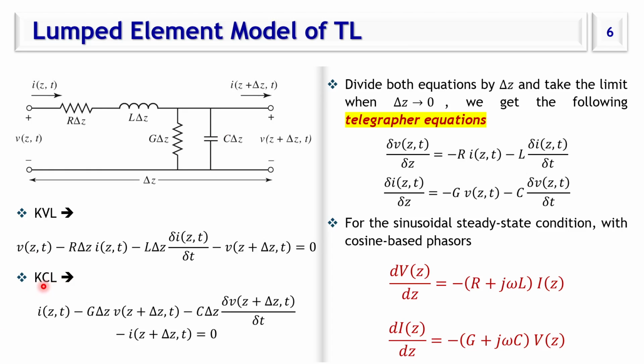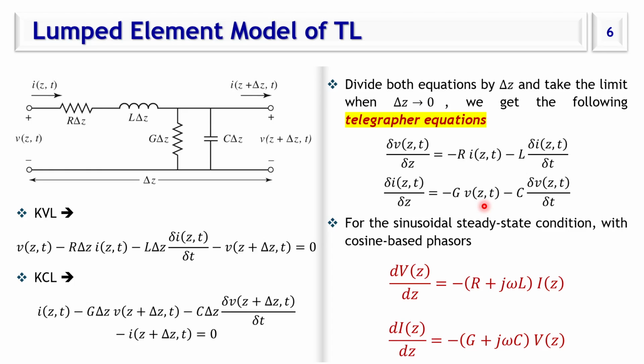We write Kirchhoff's current law. The total current that goes into the node equals 0. So the current in this segment and the current out, the sum equals 0. We can divide both equations by delta z and take the limit when delta z goes to 0. So dividing by delta z, we will have partial differentiation with respect to z, and we would have this form of the equation.